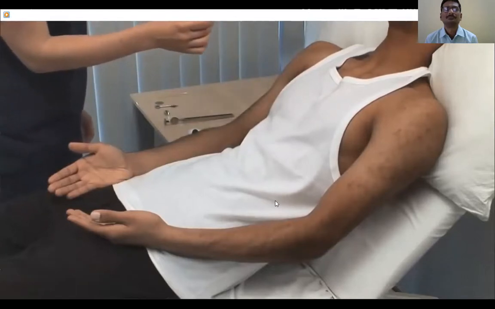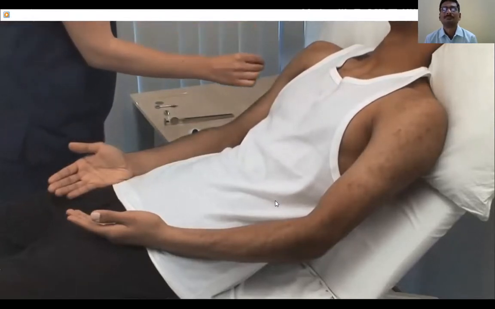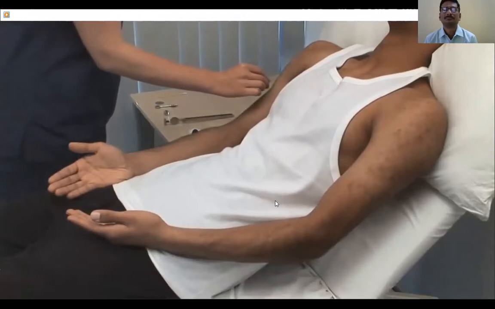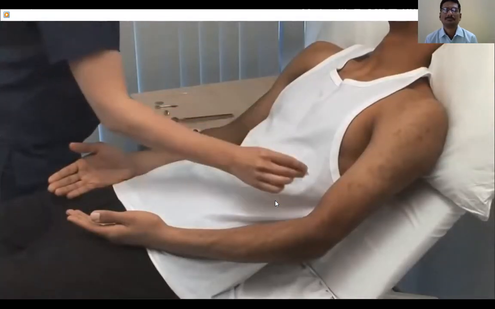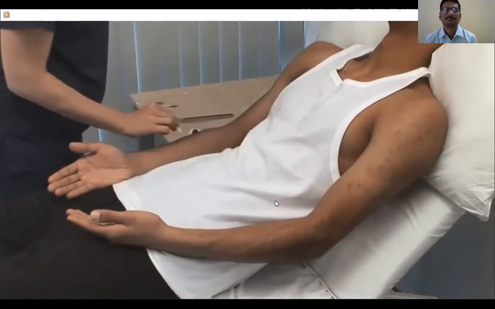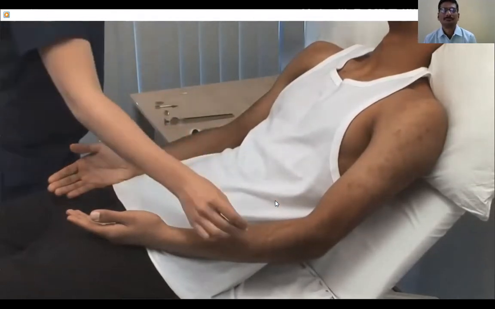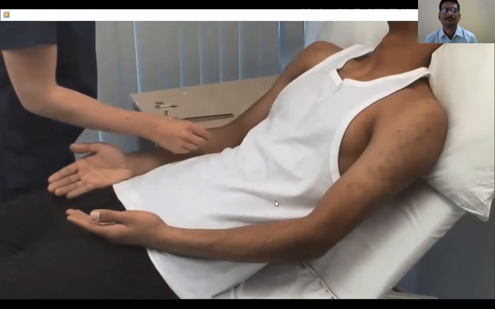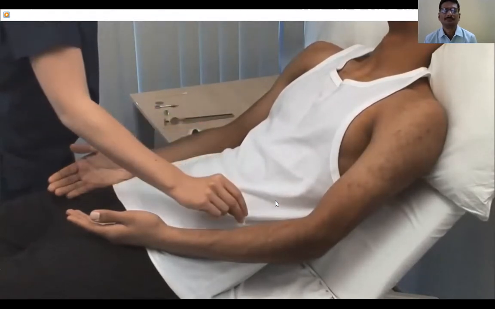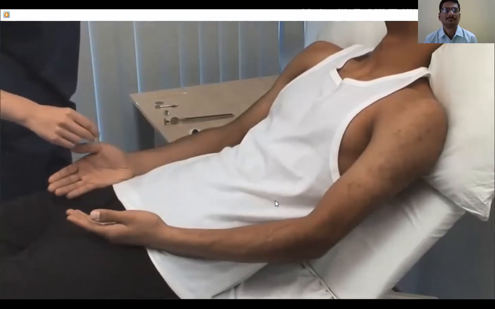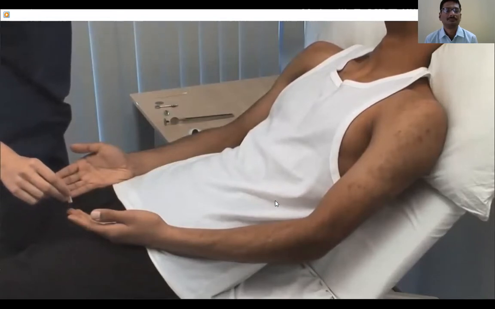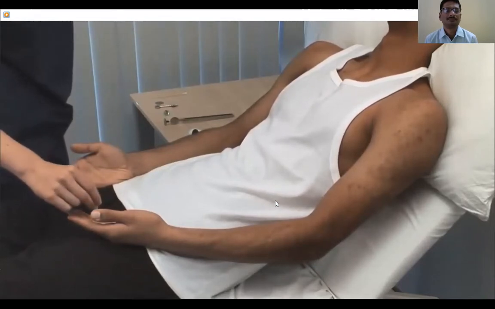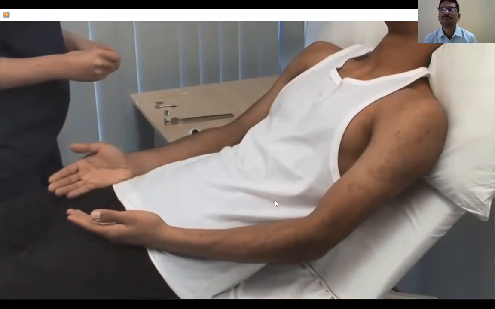Please say yes when you feel me touch you with this as sharp. Testing the C5 dermatome. C6. C6 again. T1. C6. C7. C8. Next, test temperature.